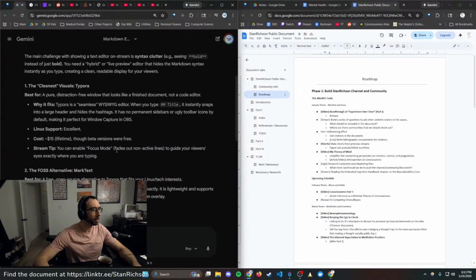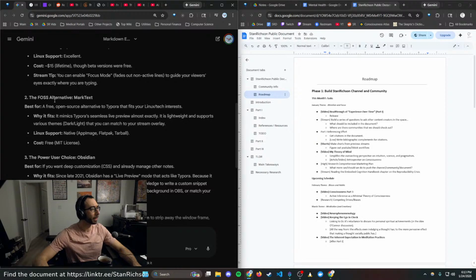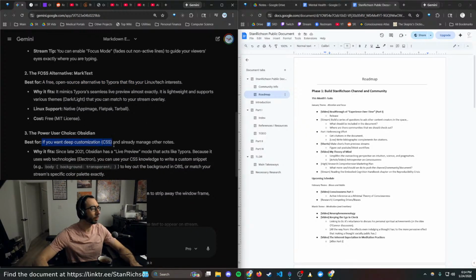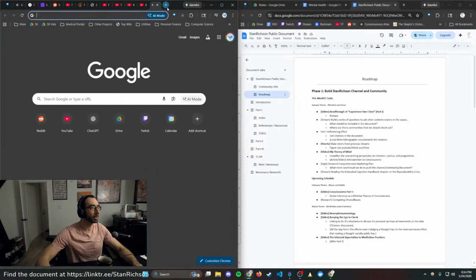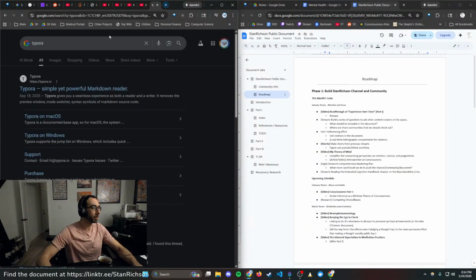You can enable focus mode, fades out non-active lines to guide your viewer's eyes exactly where you are typing. Non-active lines. Focus mode. Okay, the FOSS, I forget what FOSS means. Mark text. All right, let's just start looking at these. Okay, and then the power user choice. If you want deep customization and already manage other notes, why? Since that mode acts like Typora, live preview mode acts like Typora, because it uses. So we have to really see Typora in action here.